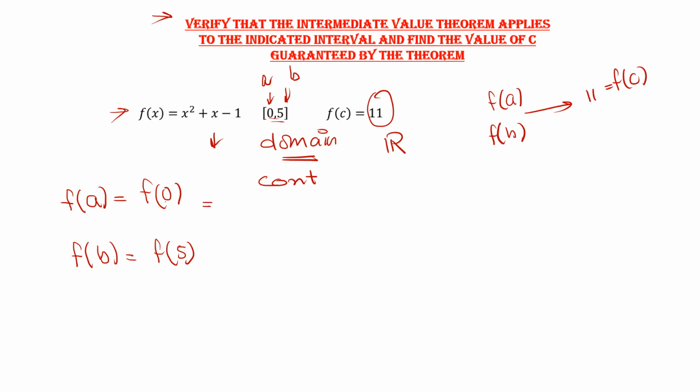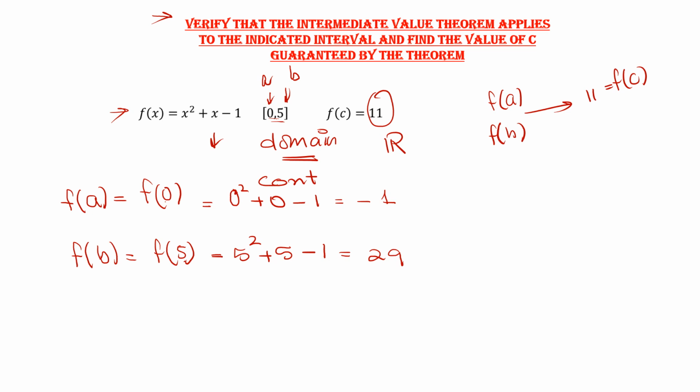Now f of 0 means put the 0 value in the function. In place of x, you will write 0 everywhere. So 0 squared plus 0 minus 1. The answer will be minus 1. So f of 0 equals negative 1. Now 5. Substitute 5 as x. So 5 squared plus 5 minus 1 will give you 25 plus 5, 30. 30 minus 1 gives you 29. So you see the first y value is negative 1 and the second y value is 29.